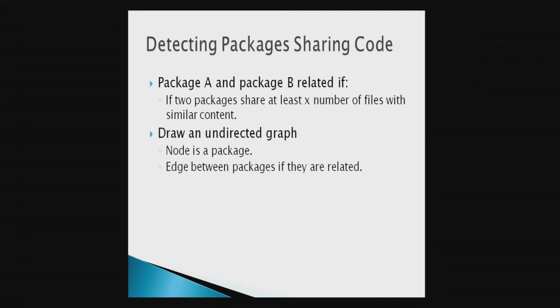So, more formally, package A and package B are related if two packages share at least X number of files with similar content. Okay, so we can draw this as an undirected graph. If we take a Linux distribution, we build all these, we identify all these relationships, and then we draw an undirected graph. Each node in the graph is a package, and an edge between nodes means that those packages are related to each other.